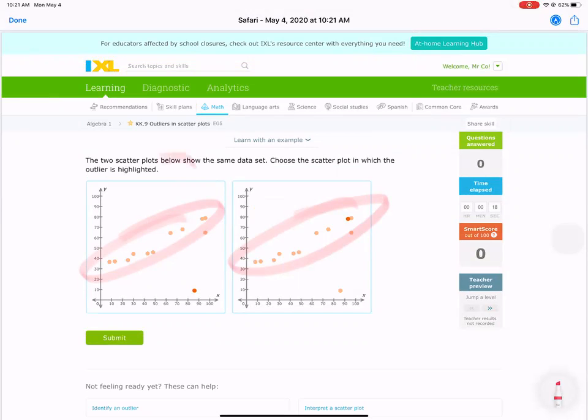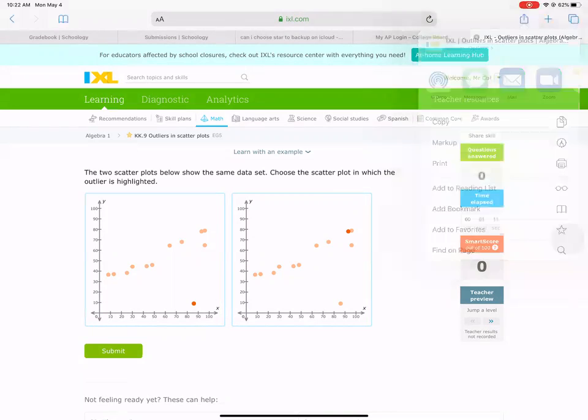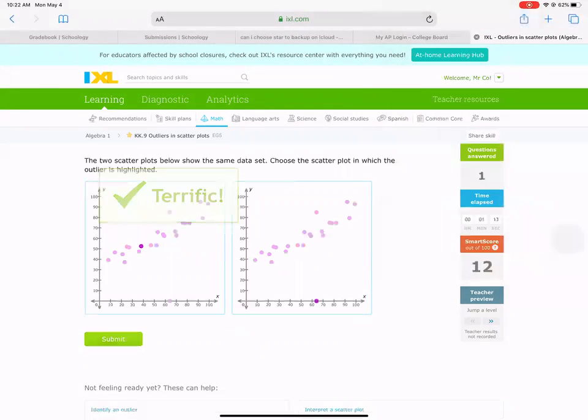And all they want you to do is just pick the graph. See, this guy highlighted the outlier, just to make sure you can see the outlier. This guy here is wrong, that's not the outlier. That guy's sitting right on the average. So pretty easy for us. It says the two scatter plots below show the same data set. Choose a scatter plot in which the outlier is highlighted. So since this one on the left has the outlier highlighted in red, we're going to click that, submit. That's it.